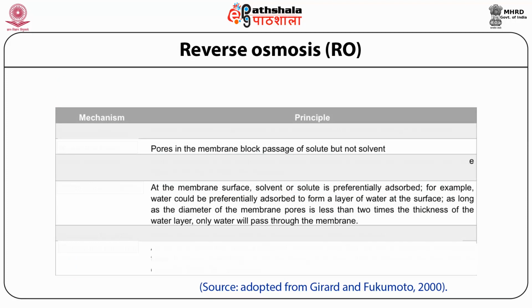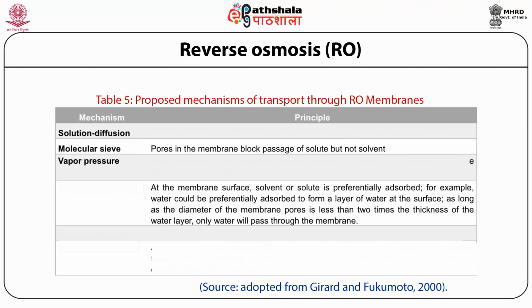The different proposed mechanisms for water transport in the RO process are given in table 5. Table 5 shows the proposed mechanisms of transport through an RO membrane, as given by Gerard and Fukumoto in the year 2000. The mechanisms include solution diffusion, molecular sieve, vapor pressure, preferential sorption, and hydrogen binding. So these are the different mechanisms by which the separation or operation of the RO process takes place.